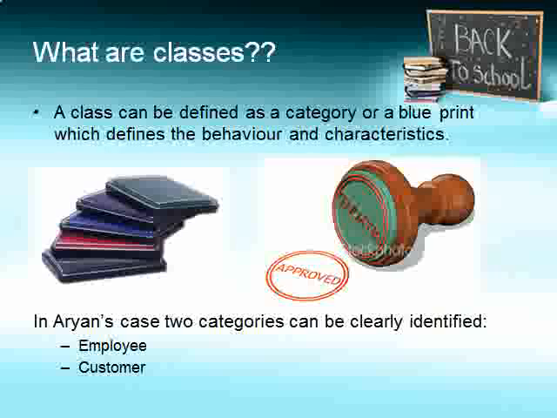Let's go back to Aryan's example. Can you identify the categories present in that example? There were two categories which were clearly present, employee and customer. So the classes in Aryan's case were employee and customer. Now that we have identified the classes, let's go further.